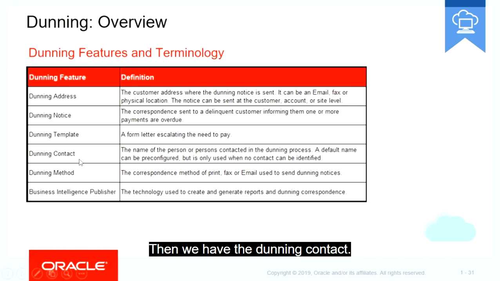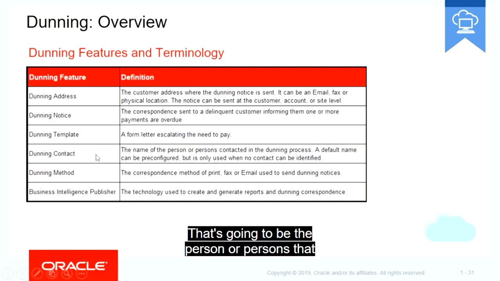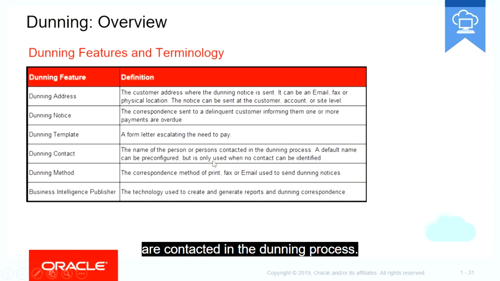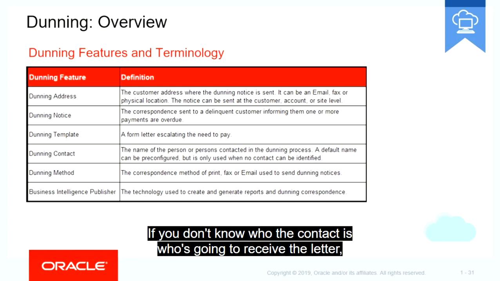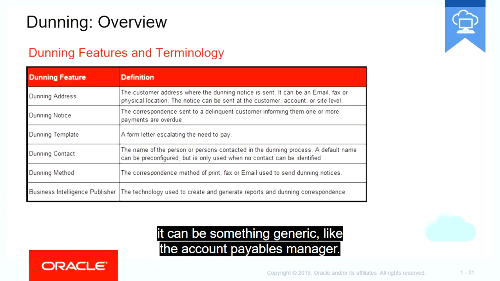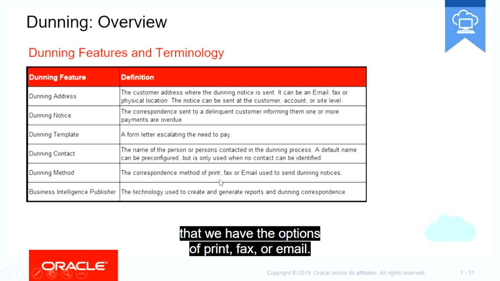Then we have the Dunning contact. That's going to be the person or persons that are contacted in the Dunning process. Of course, there's the ability to have a default name that you can pre-configure. If you don't know who the contact is, who's going to receive the letter, it can be something generic like the accounts payable manager. Then we have the Dunning method, and we highlighted that. We have the options of print, fax, or email.